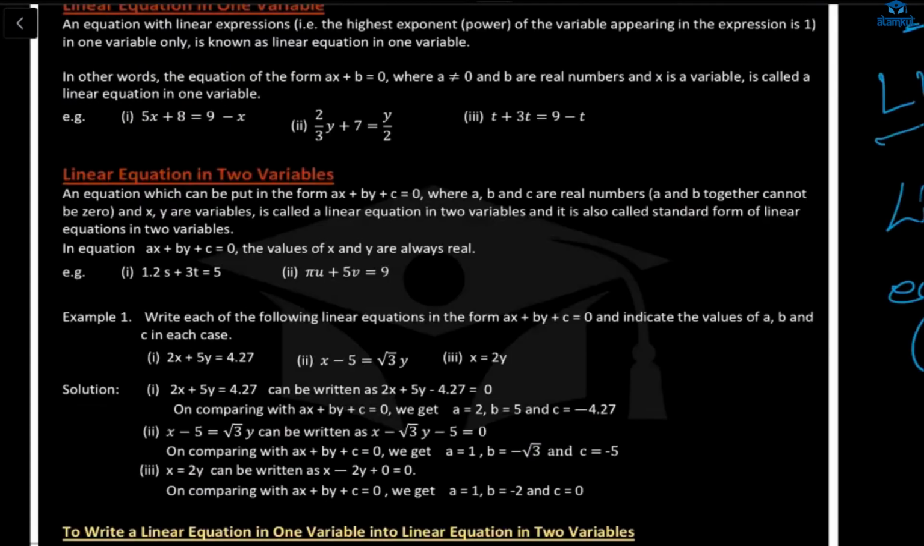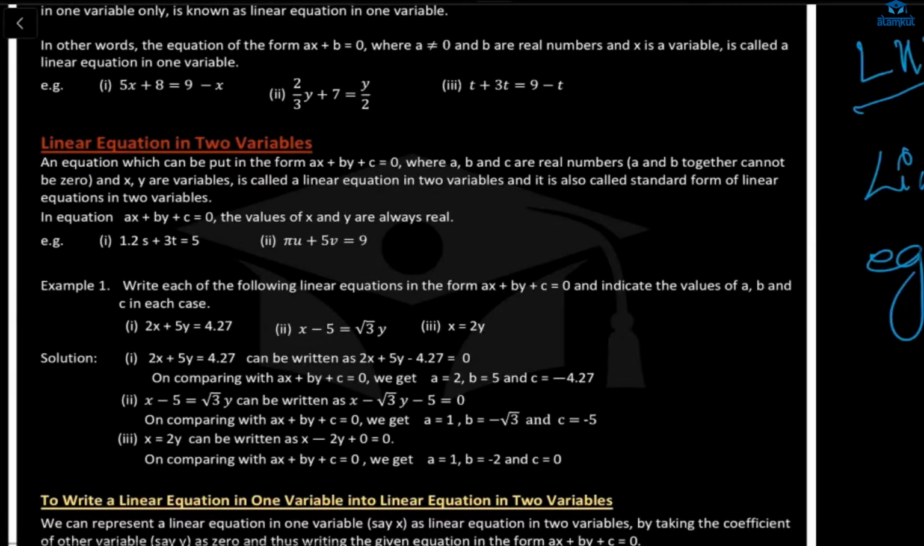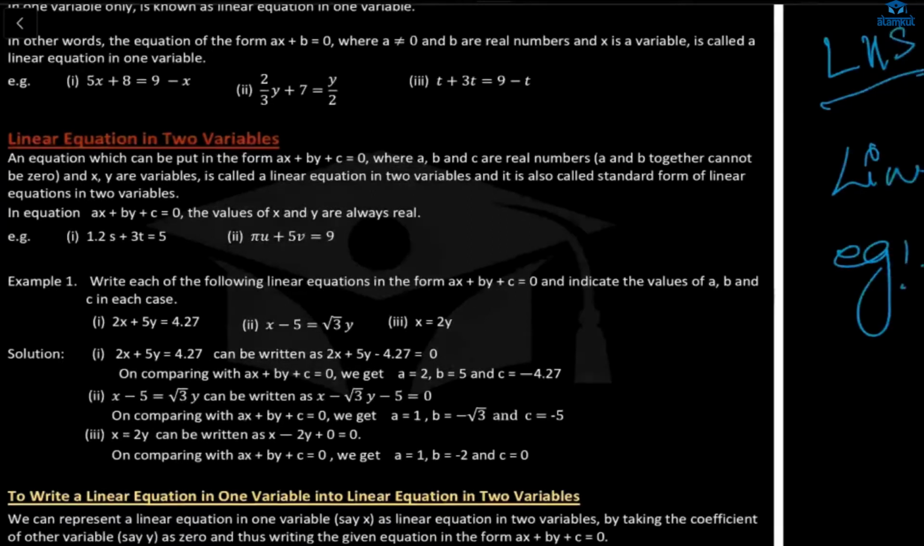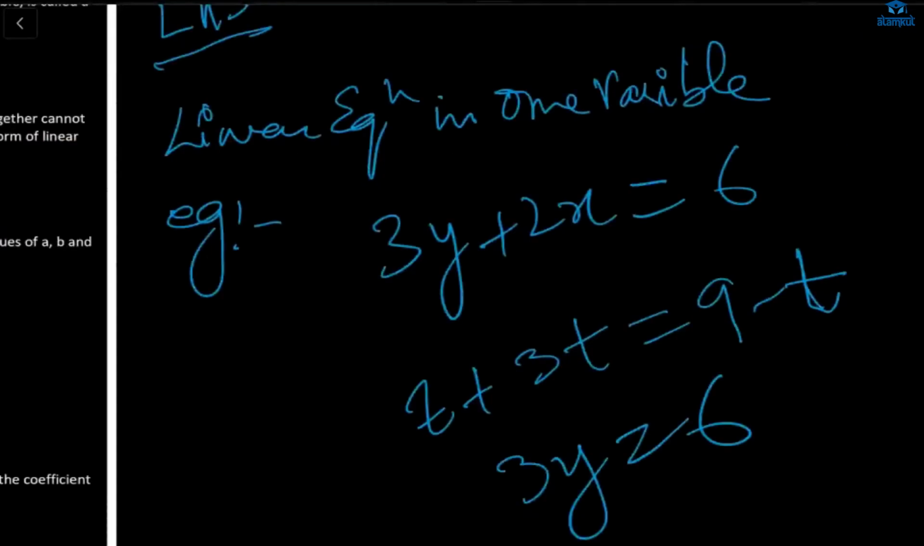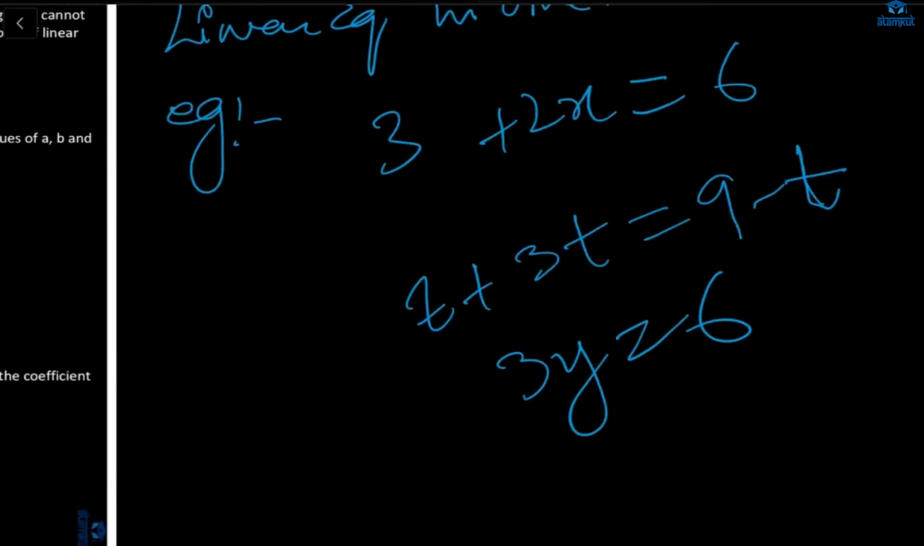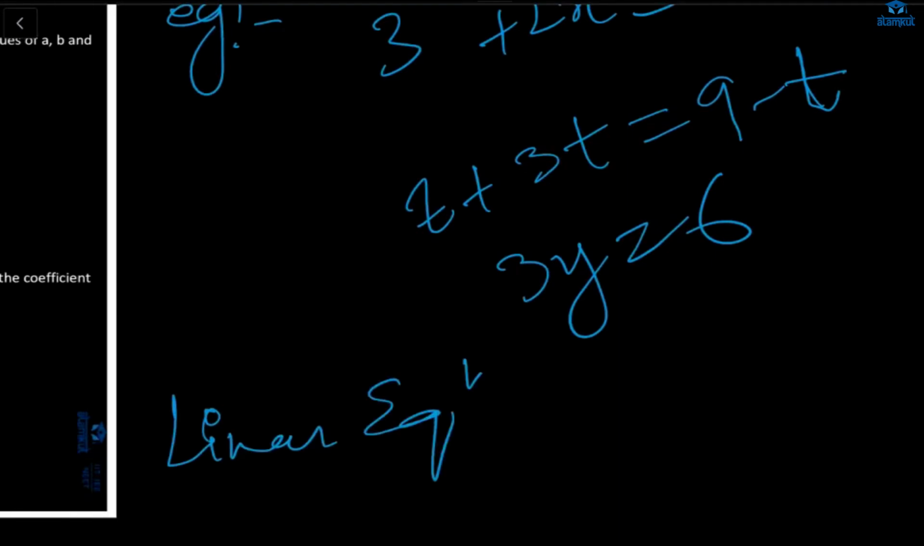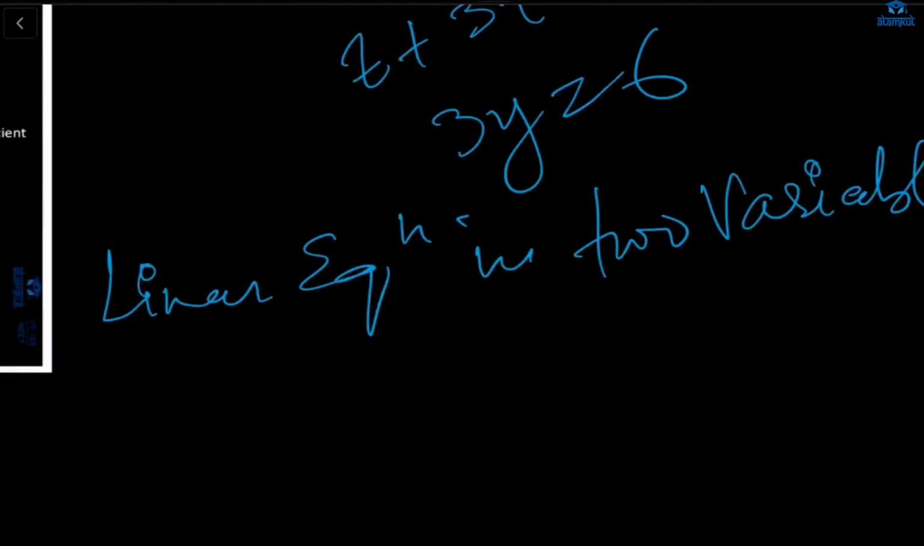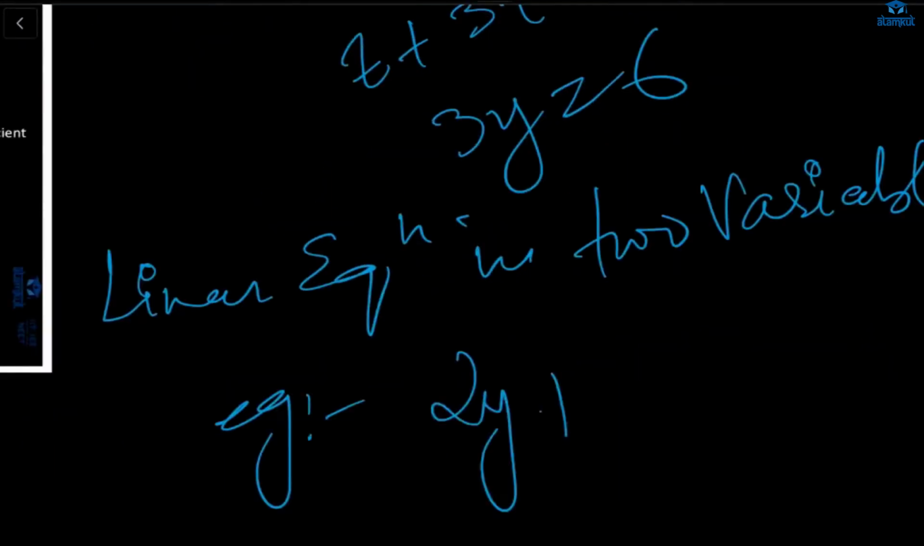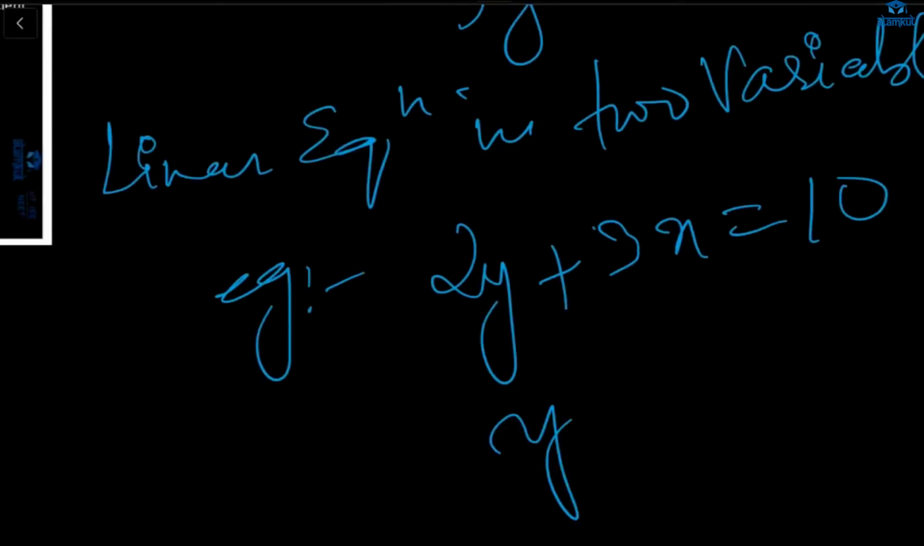Now linear equation in two variables. From the name itself, linear equation means the highest power will be 1, and it is written in two variables, so two variables will be used this time, not a single variable. This one is not an example of linear equation in one variable. Sorry, I have written two variables. So here, for example, it will be 2y by 3x is equal to 10, or you can say y plus x is equal to 50, like this.